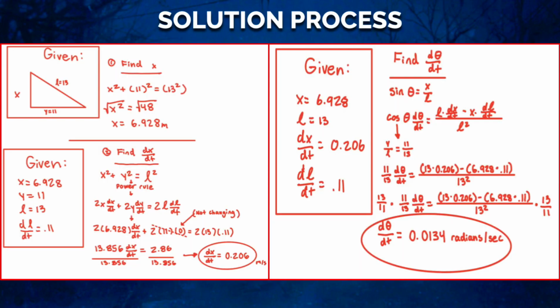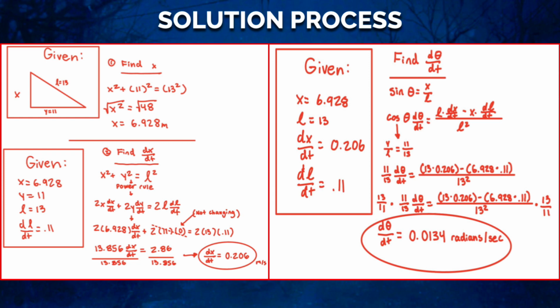To start part A, we must find the length of x, and we can use the Pythagorean theorem to find this. Since we're given that y equals 11 meters and L equals 13 meters, we can plug these values into the equation x squared plus y squared equals L squared, and we'll get that x equals 6.928 meters. Next, we need to find dx/dt.